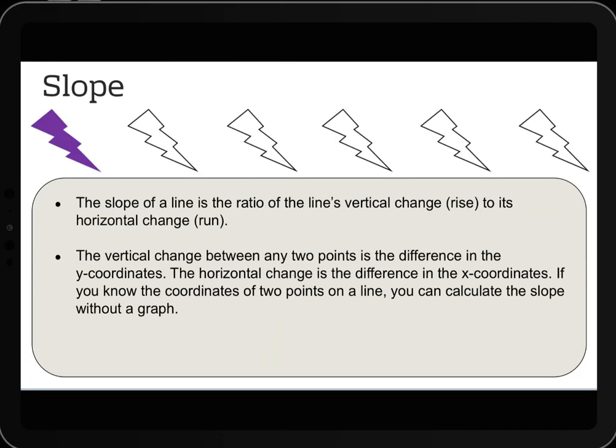So when we look at slope, slope is the ratio of the line's vertical change to its horizontal change, which is the rise over the run. The vertical change between any 2 points is the difference of the y coordinates, just as in the warm-up, and the horizontal change is the difference in the x coordinates, just as in the warm-up. So if you know the coordinates of 2 points on a line, the important distinction here is that you can calculate the slope without a graph. You don't need a graph to do that.